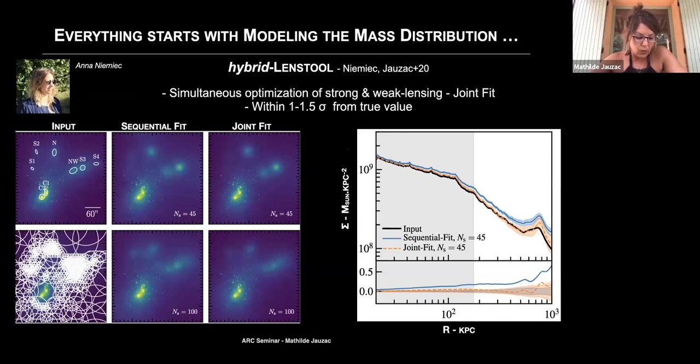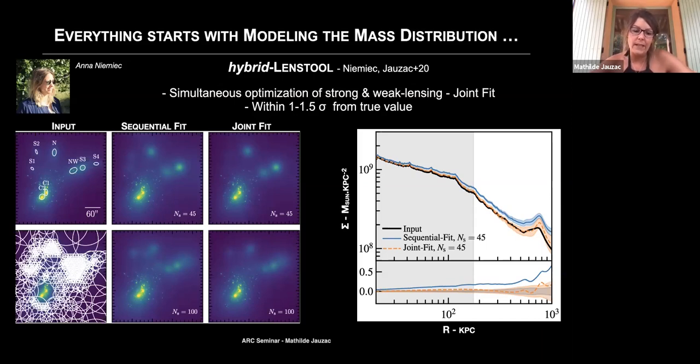She developed a new method called Hybrid LensTool. Why hybrid? Because LensTool already existed and is the software that we've been using for years. However, LensTool was incapable of properly combining strong and weak lensing, but she did it. It's been 10 years that Eric Jullo and myself have tried to do it, and she did it in a year and a half. So this is quite amazing. I am extremely happy about that.